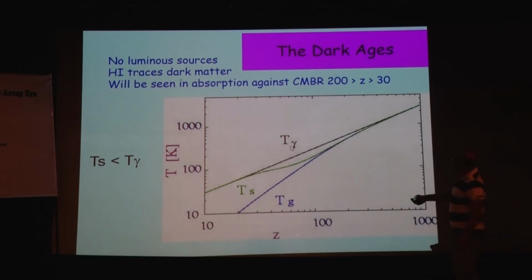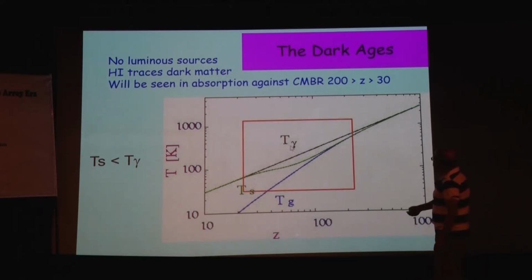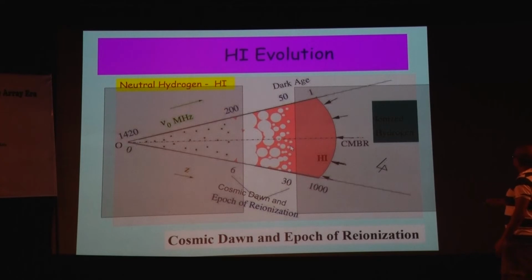So there is a range of redshifts here where the 21 centimeter hydrogen will appear in absorption against the CMBR. You will see fluctuations in the radiation coming in this frequency range, and they will be seen in absorption. They will be negative against the CMBR.